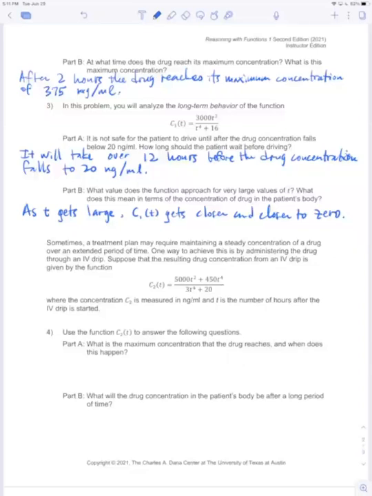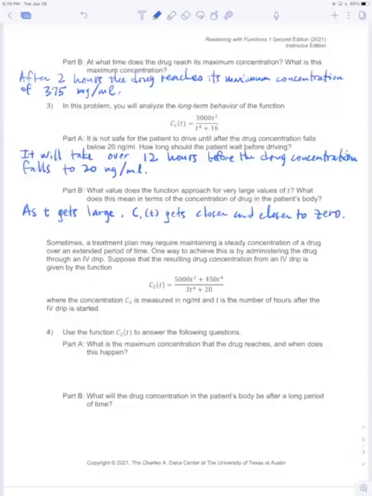So, part 4, use the function C2 to answer the following questions. Part A, what is the maximum concentration that the drug reaches, and when does this happen? Okay, so for part A, what's the maximum concentration? And when does this happen?